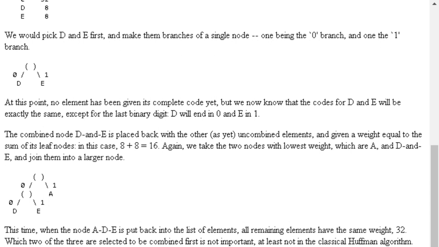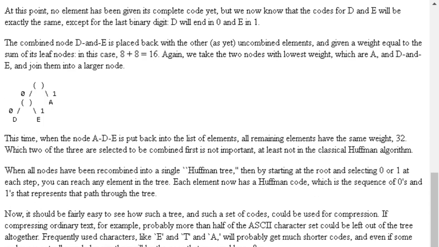The combined node D and E is placed back with the other, as yet uncombined elements, and given a weight equal to the sum of its leaf nodes. In this case, 8 plus 8 equals 16. Again, we take the 2 nodes with the lowest weight, which are A and D-E, and join them into a larger node. Okay, so now we have a larger tree. So we have that original DE at the bottom, and now the DE section is the left leaf of a new root node, and A is the right leaf of the new node.